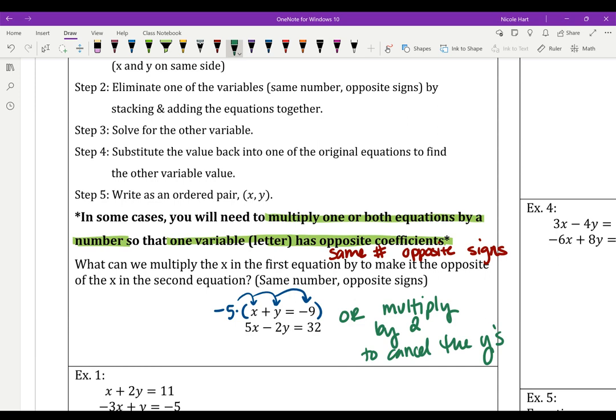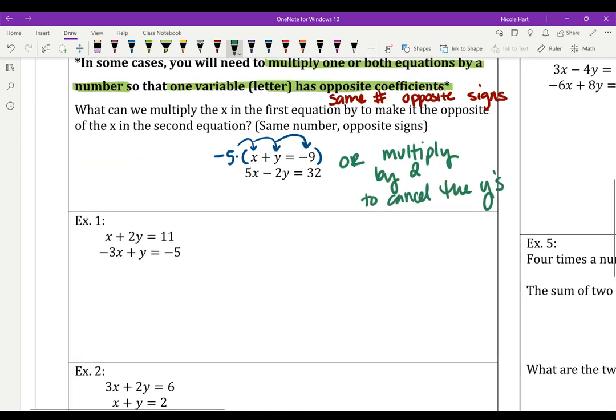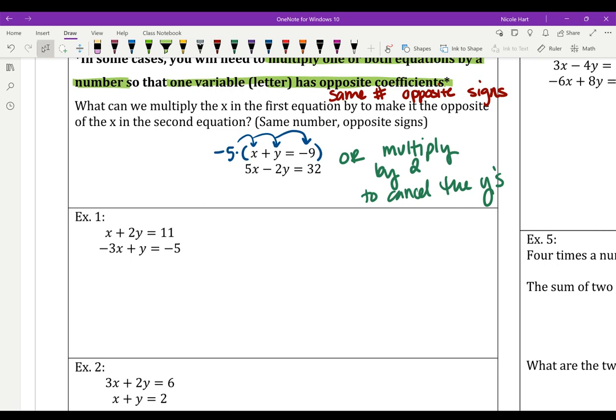There is not a preferred way. I don't care if you start with x. I don't care if you start with y. Just multiply by something and cancel something out. So you'll see me do both, just depending on what numbers we're dealing with. I try to go for the smaller numbers. I don't want to multiply by 10. I don't want to multiply by large numbers. And so we're going to try to keep it as small as possible.